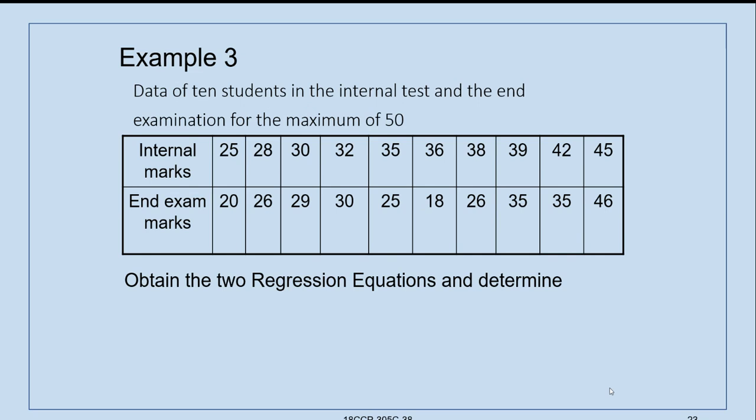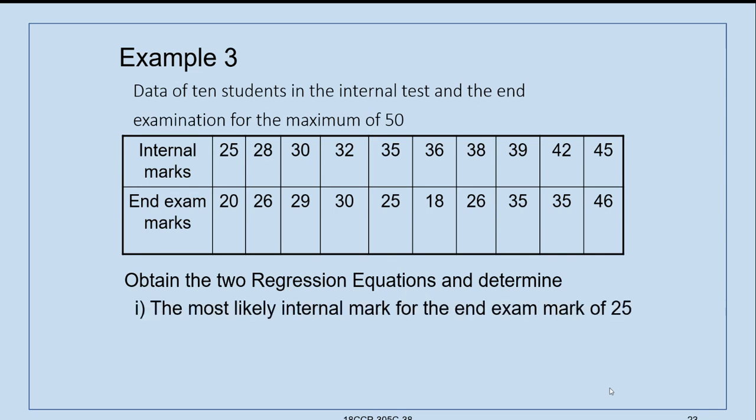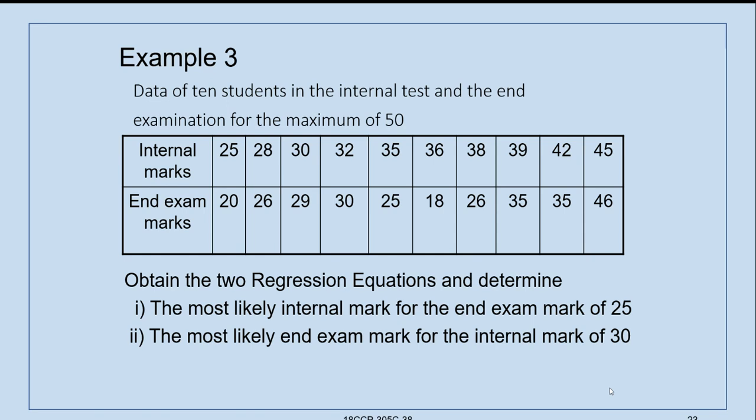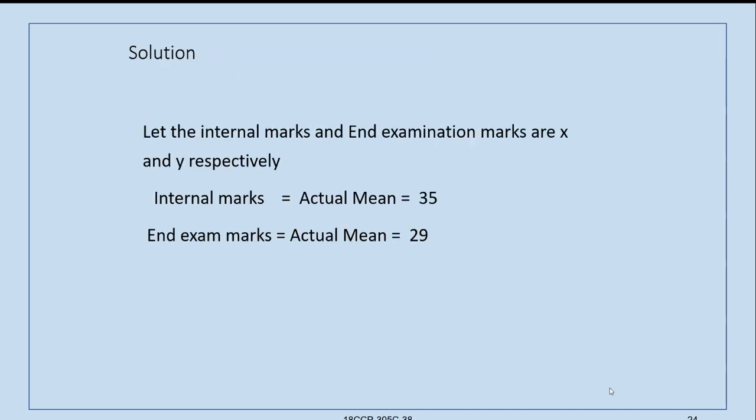Another example, same: obtain the two regression equations and determine the most likely internal mark for the end exam mark of 25. That is, when y is 25, calculate x. That means x on y. We have to calculate x on y. And the most likely end exam mark, y on x also, when x is equal to 30, y value calculation. So both we have to calculate. We follow the same method which we have seen in the earlier two examples.